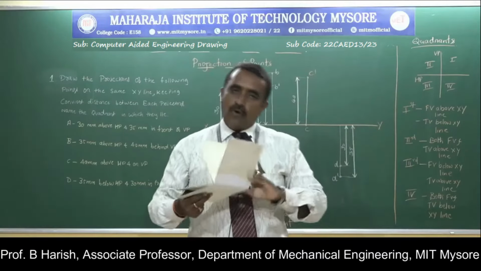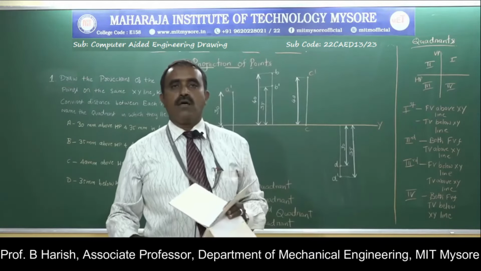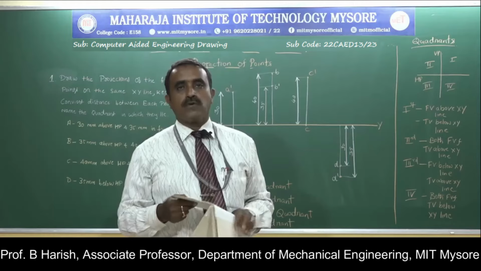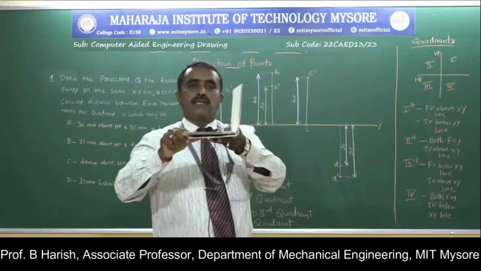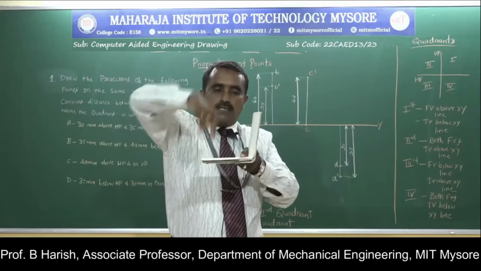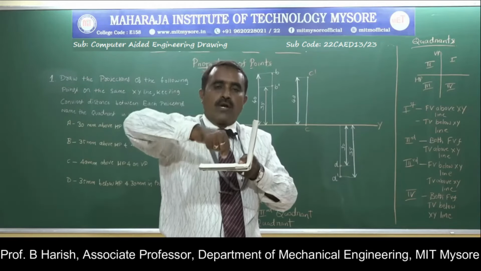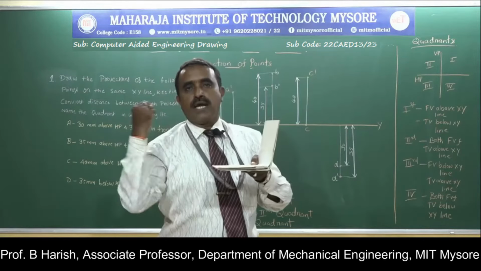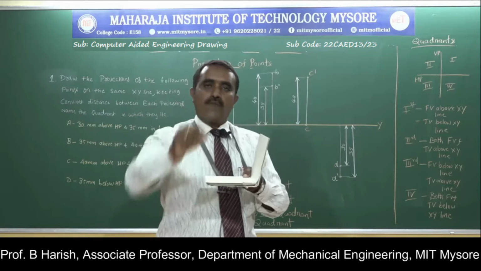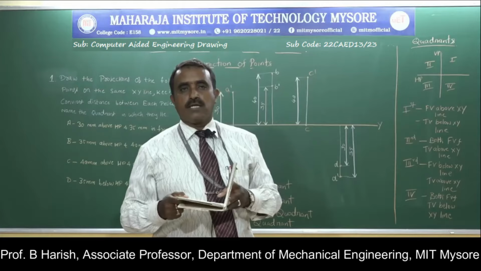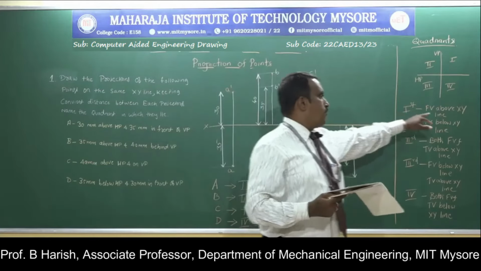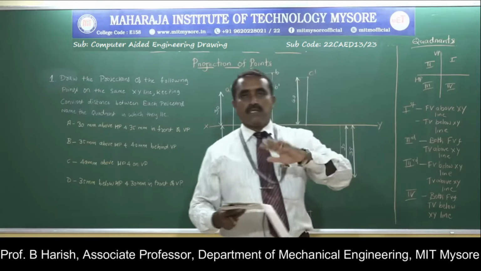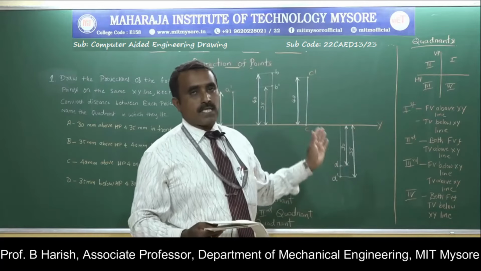Now here, before going to the actual problems, just to recall where the top view and front view will be in each quadrant. The top view is the view we get when we look from the top. If the object is in this plane and I look from the top, the view I get will be the top view. Similarly, the same object viewed from the front gives the front view. So where will be the top view and front view for each of the quadrants? In the first quadrant, the front view will always be above the XY line, and the top view will always be below the XY line. These are the basic things to remember before going to the actual problems.